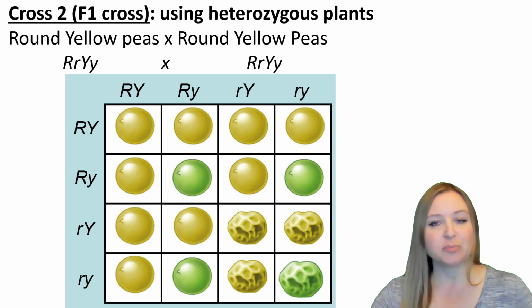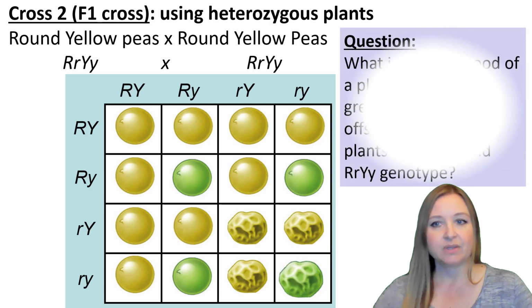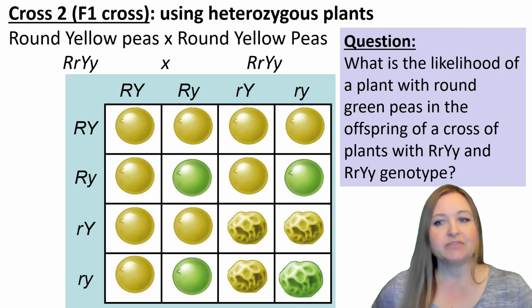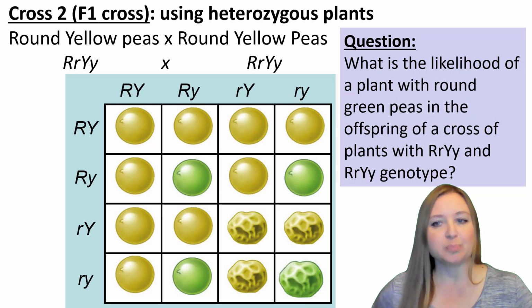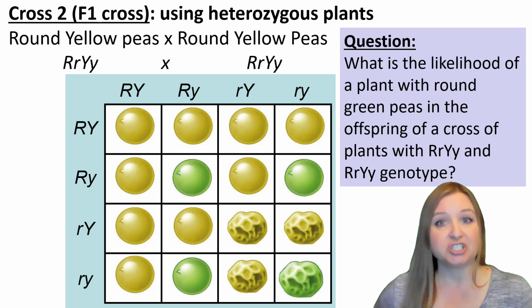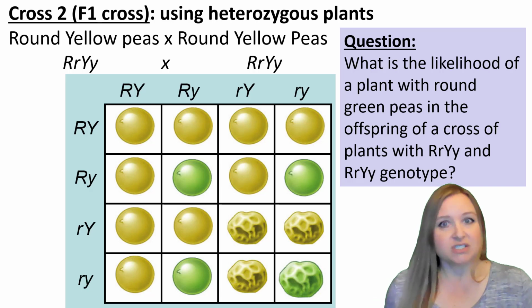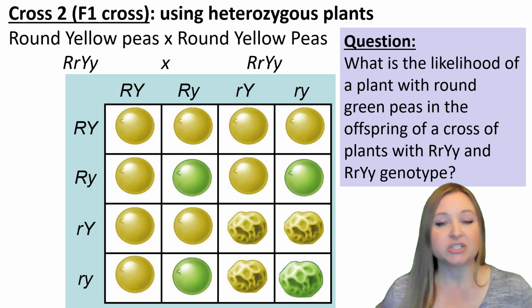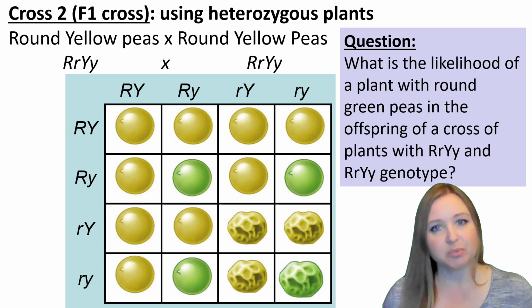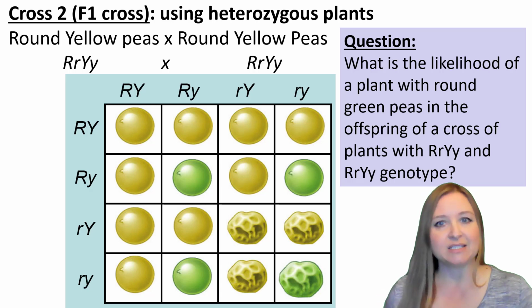So here, let me ask you a question. See if you can interpret the Punnett square we came up with. What is the likelihood of a plant with round green peas in the offspring of a cross of plants with RrYy and RrYy genotype? Now, this question sounds kind of complicated. This is the kind of question that you would get on an exam, and that's why I wanted to put it here, to take all this we're talking about and put it into a question that you might see.